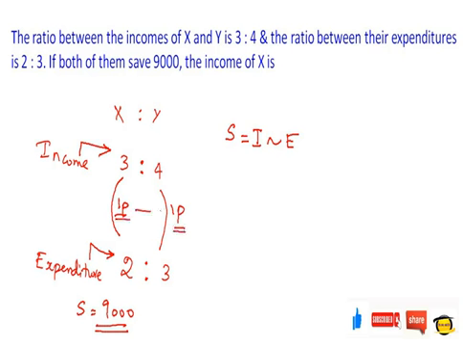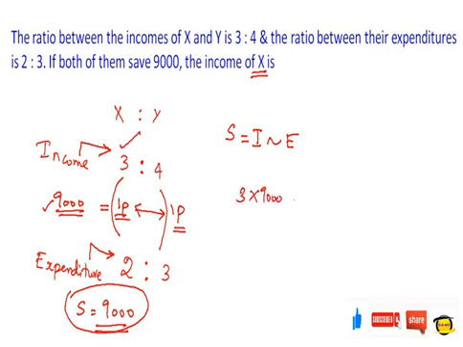And it's the same in both cases. And also we know that the exact savings is equivalent to 9,000. Now it's very simple. Can we relate this one part of the money as equivalent to 9,000? That's it. If one part of the money is equivalent to 9,000, we are supposed to find the income of X, and the income of X contains three parts of the money. So 3 multiplied by 9,000 is going to be 27,000 rupees.